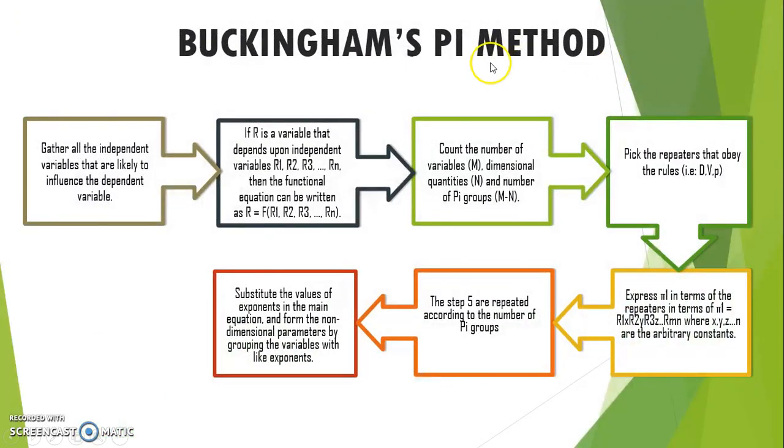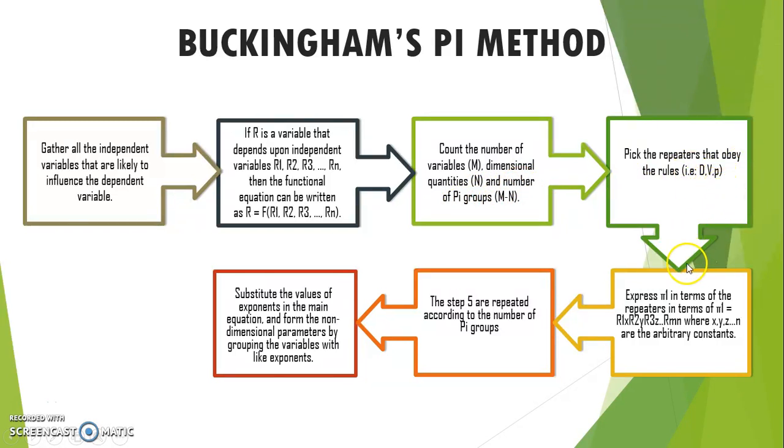Okay, so next is the Buckingham pi method. First, we gather all the independent variables that are likely to influence the dependent variable. If R is a variable that depends upon independent variables, okay, this is actually the same as the Rayleigh method. This one is a little bit different. Find the number of variables, dimensional quantities, and the number of pi groups. Then pick the repeating variables that obey the rules.